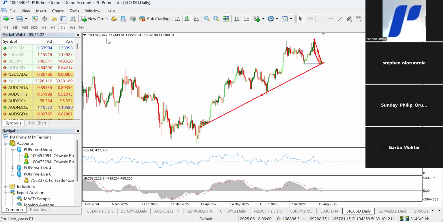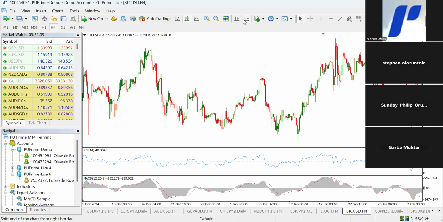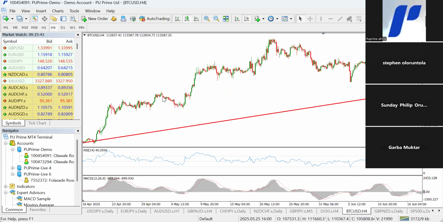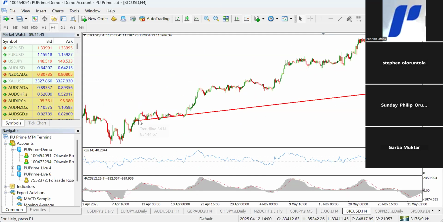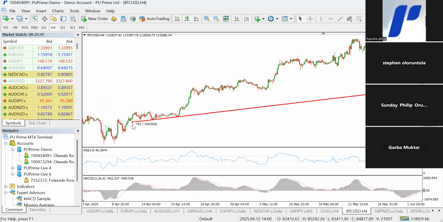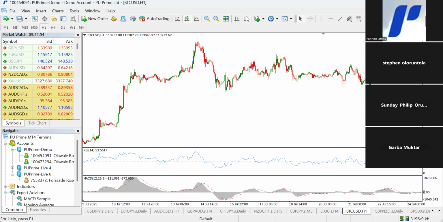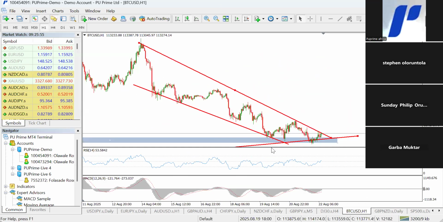Let's flip it down to 4 hour. Possibly we could get something. It's not really a must anyway, but any additional information is always welcome. Okay, on the 4 hour we have a touch here, so we still have the trend line also. Everything is pointing towards a bullish breakout on the BTC USD. So we'll be looking to buy.